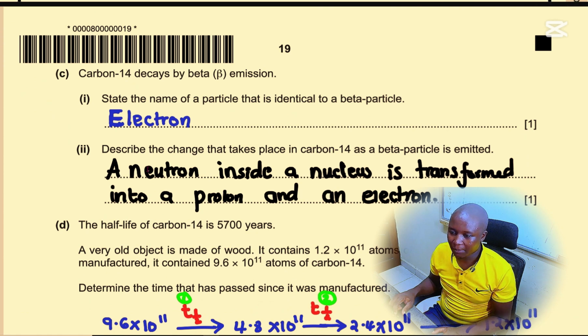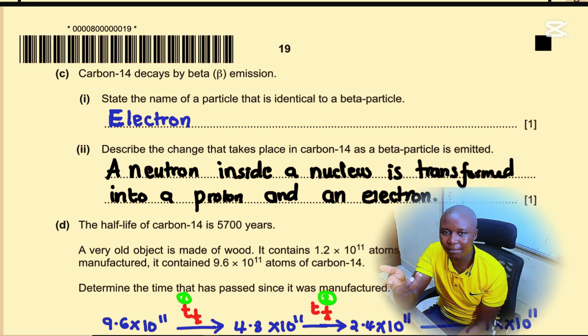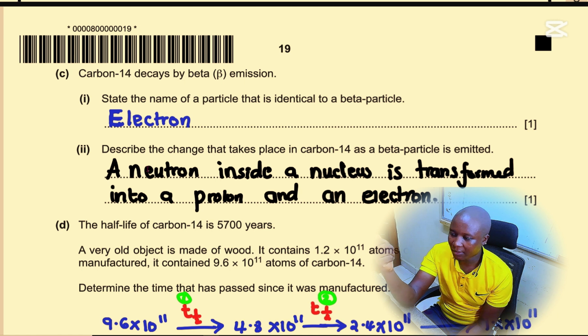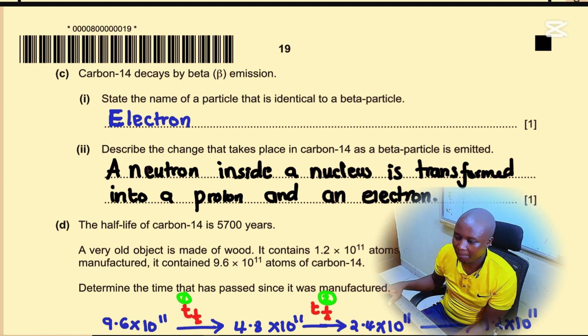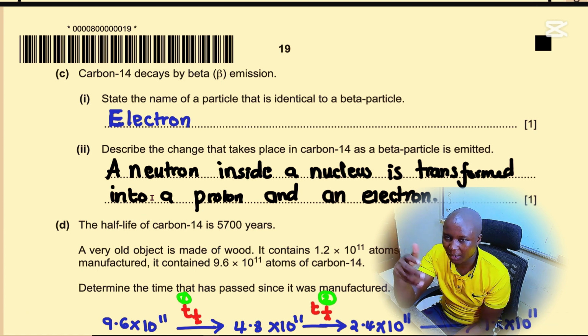Carbon-14 decays by beta emission. We are supposed to state what beta emission represents. These are fast-moving electrons. Describe the change that takes place when carbon-14 emits a beta particle. We know that beta is an electron. Yes, it has a mass number of 0 and a proton number of -1.